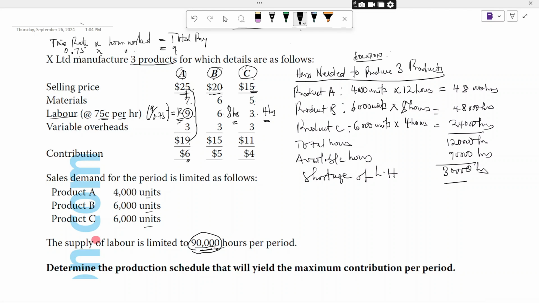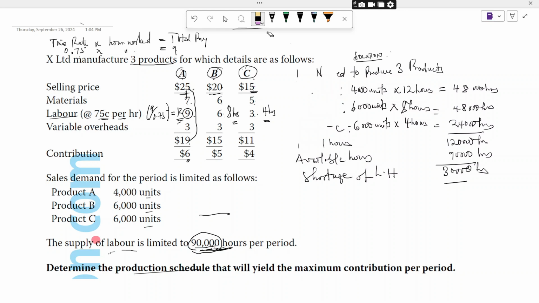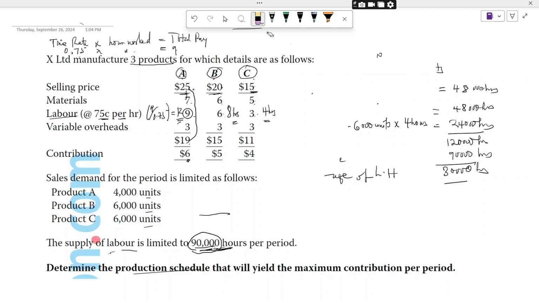The question is saying that determine the production schedule, production plan. So how do we determine the production plan? First, we need to identify the constraint or the limiting factor. And the limiting factor has been identified as labor hours, which is here. Therefore, we can proceed to identify or to produce the production budget. So let me clean this place for us to use it.